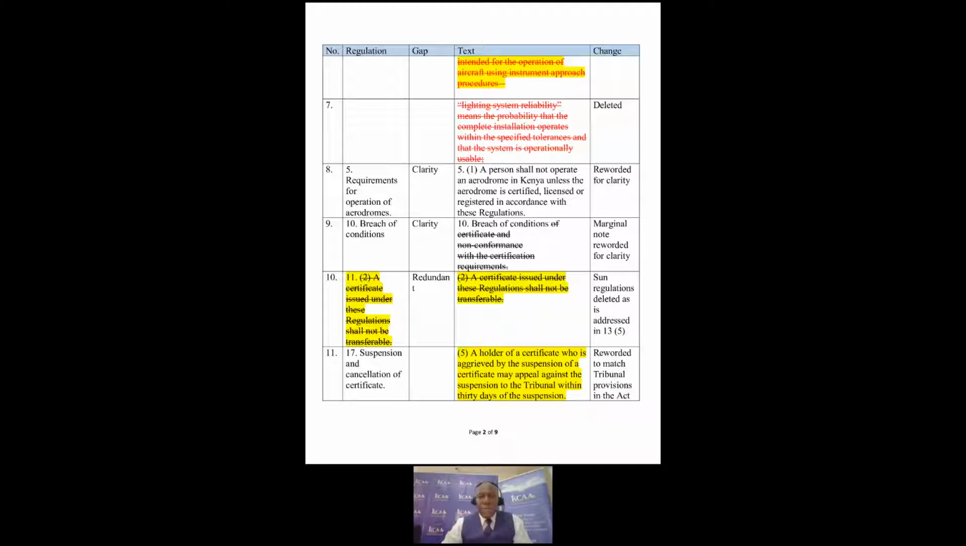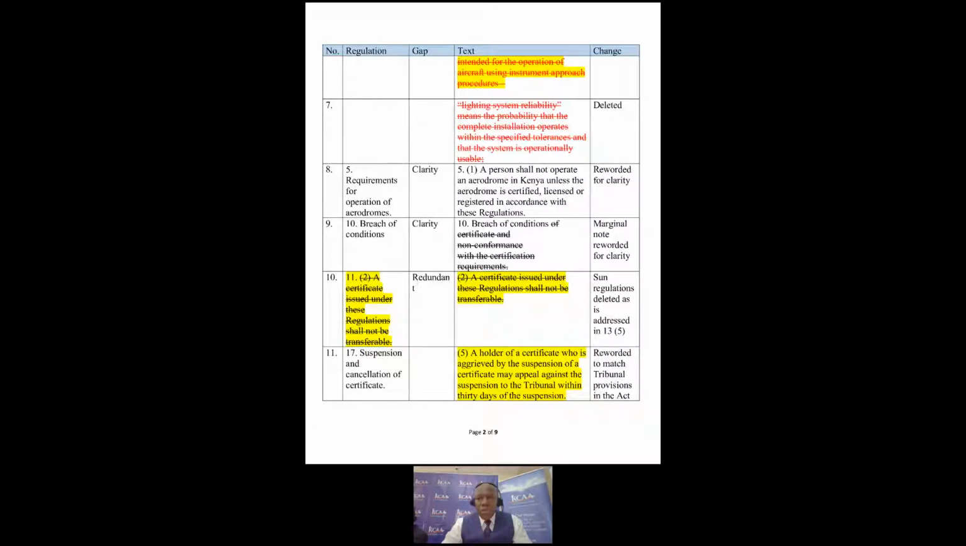Regulation 11 sub 2 has been deleted. It's redundant. However, the provision relating to what that subregulation intended to cover can be found at Regulation 13 subregulation 5. That is to do with certificate issued under these regulations not being transferable. That has been addressed under Regulation 13 subregulation 5.